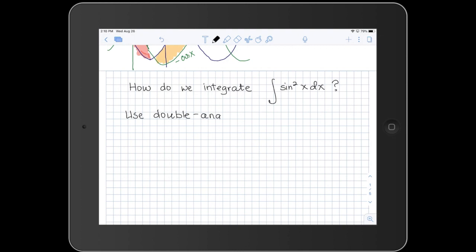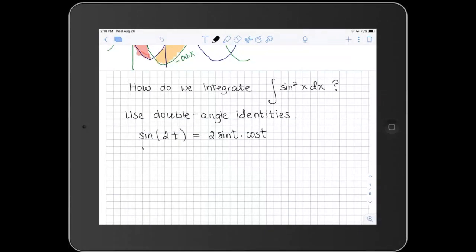Double angle identities. It is something that I usually discuss with students during the first week of class, so I'm glad this was brought up. What are the double angle identities? Let's see if you remember: sine of 2t is 2 sine of t times cosine of t. So that's not very helpful.